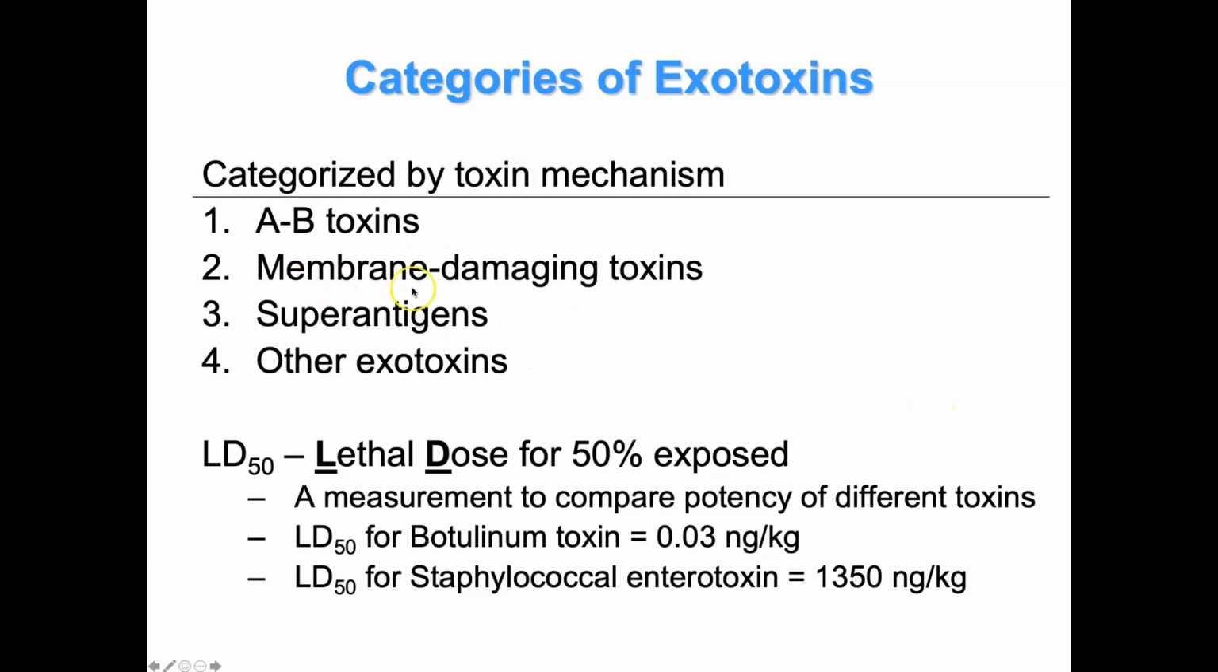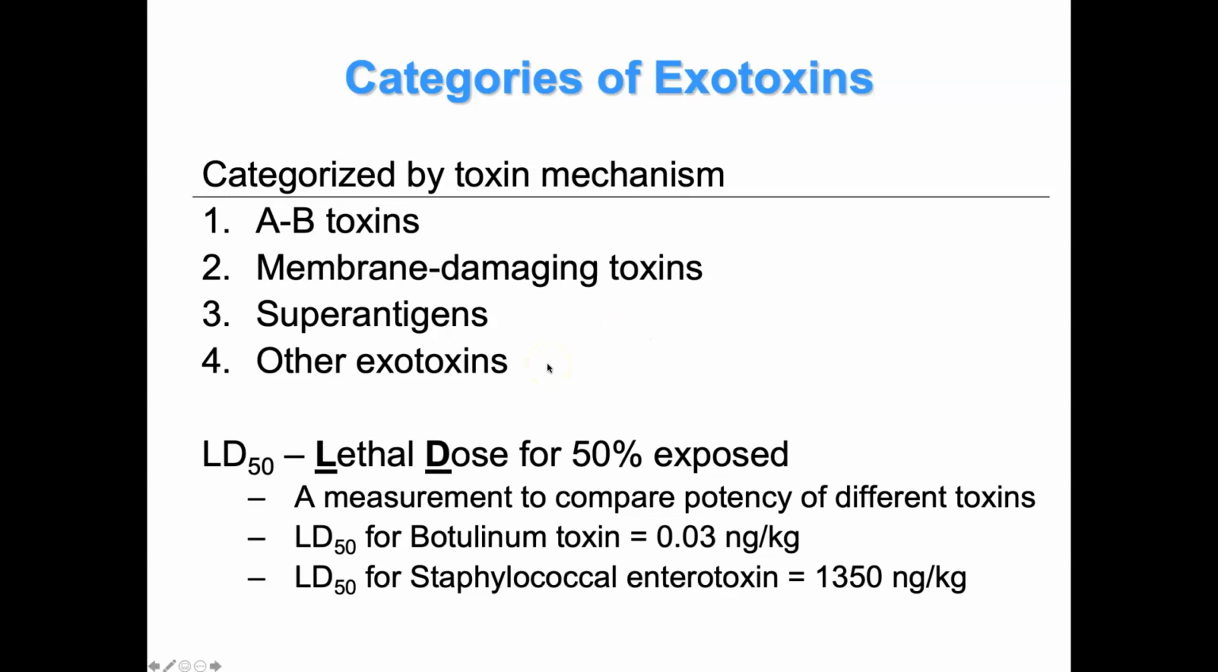Second is membrane damaging toxins. They cause lysis of the host cell by disrupting their plasma membrane. And the third are your superantigens. These are antigens that are going to provoke an intense immune response. They non-specifically stimulate proliferation of immune cells that are called T cells.